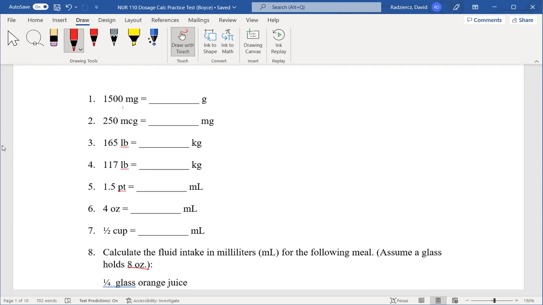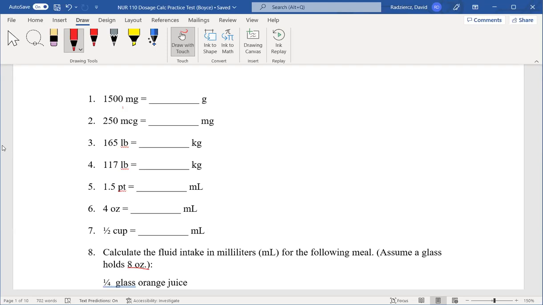So the first thing we are going to encounter on our test is some basic conversions. As a reminder, when you're going from metric to metric, like milligrams to grams, micrograms to milligrams, you do not round those answers. Okay, so you leave them as they are. You will round when you go from pounds to kilograms, pints to milliliters, ounces to milliliters. You may not need to round, but if you are going between two different units, then expect to round. But if you're staying within the same system, the metric system, then don't round those numbers.